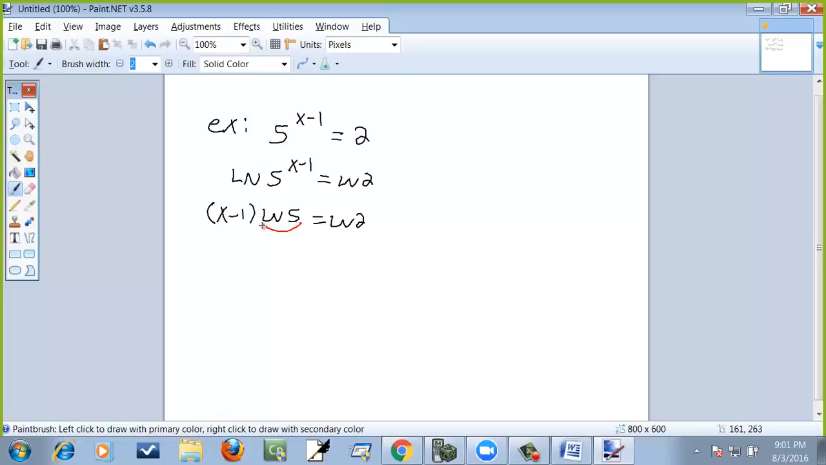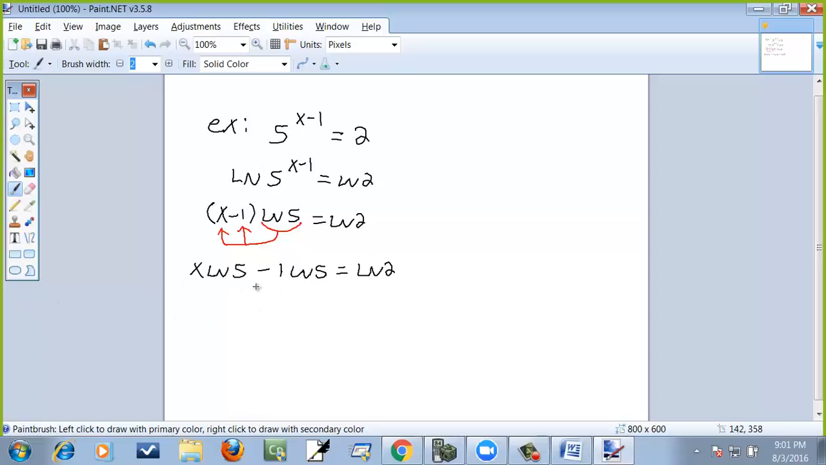And natural log of 5 is just a number. So we're going to take this number here, and we're going to multiply it times x, and we'll multiply it times negative 1. It's real easy to multiply those together. You just put them next to each other. So we're going to have x natural log of 5 minus 1 natural log of 5 is equal to natural log of 2.